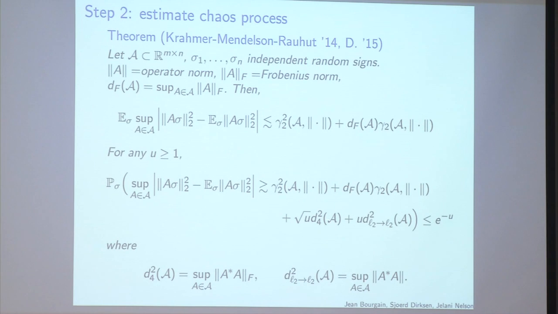Then the tail behavior is governed by the largest Frobenius norm of A star A, where you select any A from curly A, and by the largest operator norm of A star A that can occur in the set. So I think this is a little bit disguised, but for curly A a singleton, where I actually don't take a sup, but I only have one matrix, this is actually the Hanson-Wright bound, okay, that we saw in the second talk today.